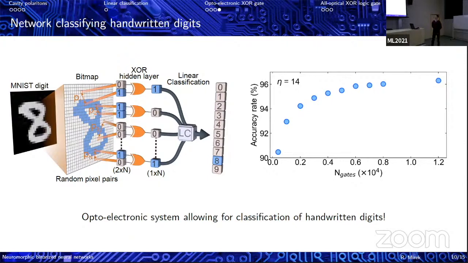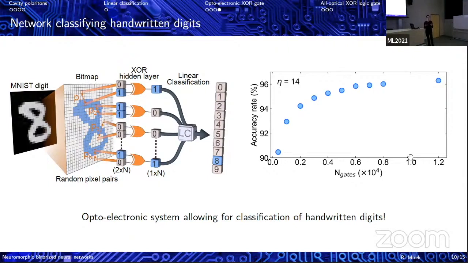So we randomly chose these pairs of pixels, but for each picture, the same pair of pixels was going to the same gate. That was quite important in this case. Yes. So we got 96% accuracy, which is now the leading accuracy rate in such implementations.